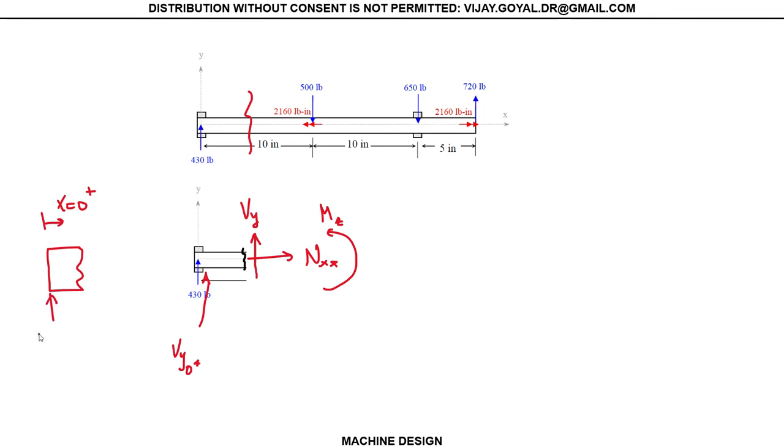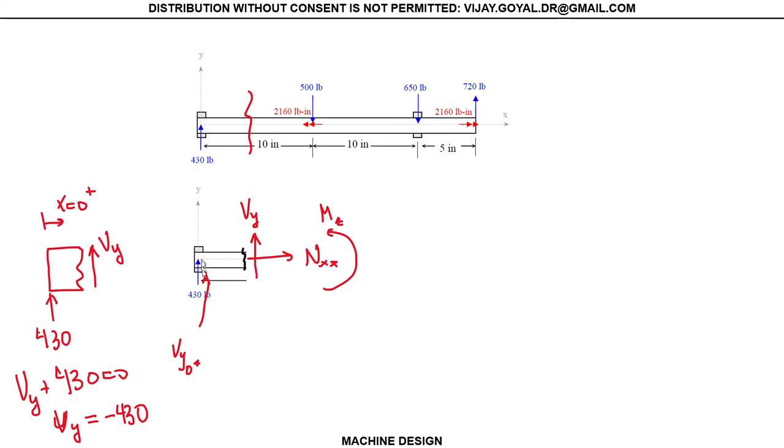So I have a load of 430 pounds, and my positive V is Vy in this direction. So it gives me Vy plus 430 is equal to 0. So your Vy is minus 430. Okay, so that is the value of V sub 0 that we're going to use here.